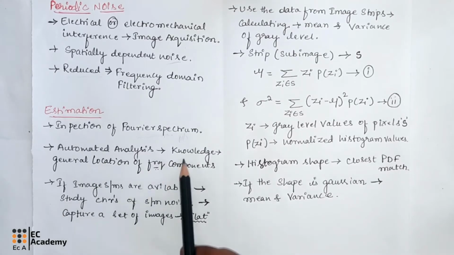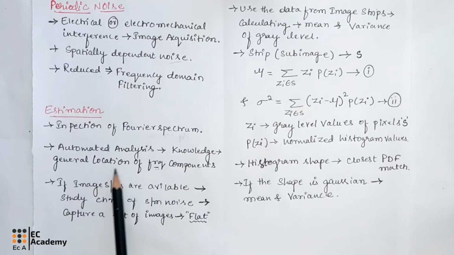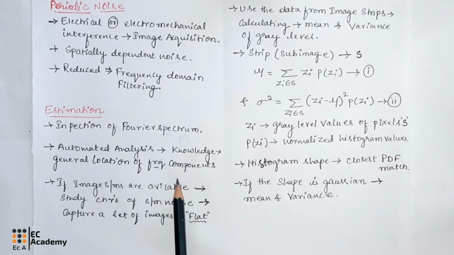Automated analysis can also be used if we have some knowledge about the general location of the frequency components of the interference. If we have some general knowledge about frequency components in an image, in that case we can go with the automated analysis of estimation of noise parameters in case of periodic noise.